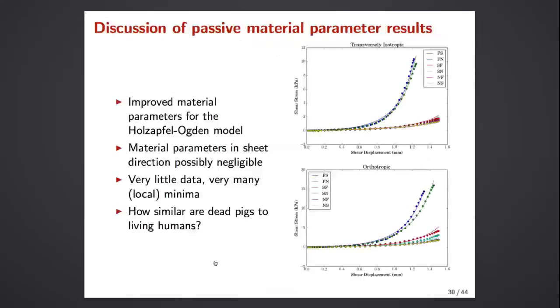So just to conclude this study, we presented new material parameter values for this model that have not been looked at before. What we can see is that the material parameters in the sheet direction seem to be negligible, which is quite a complexity reduction for the model. As I mentioned, this is not a lot of data. There are a number of parameters, a lot of things can happen, very many local minima, possibly also global minima.